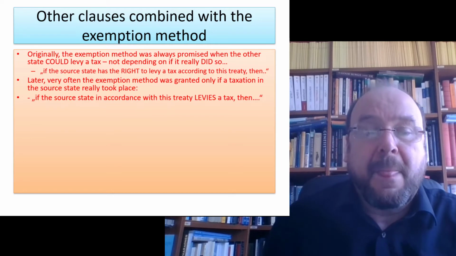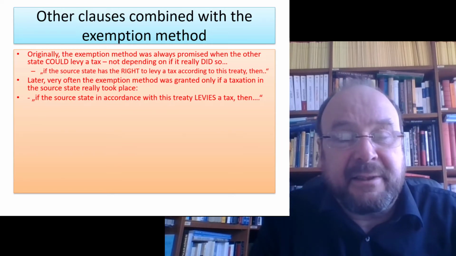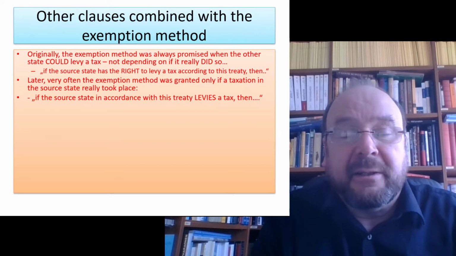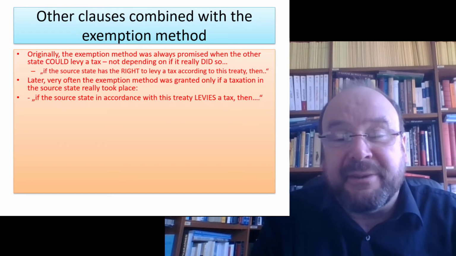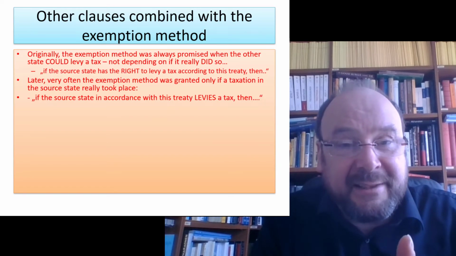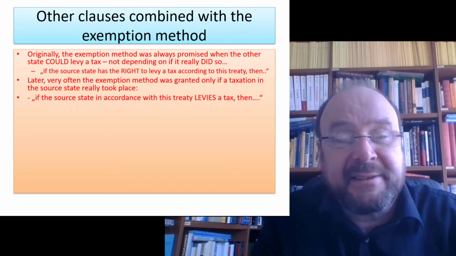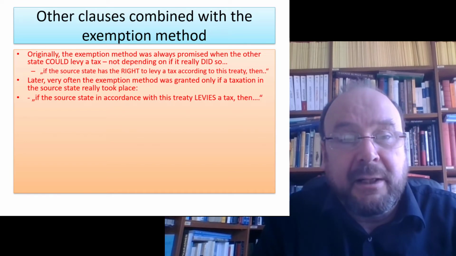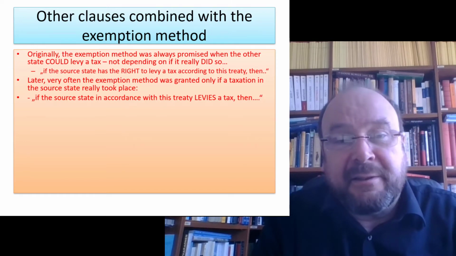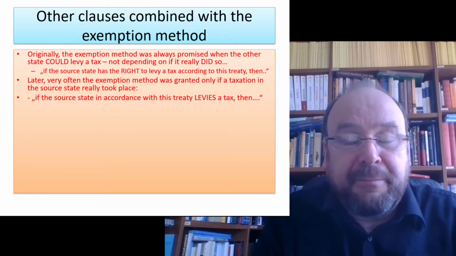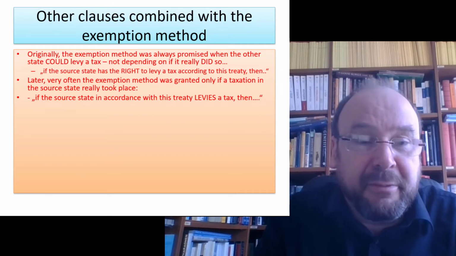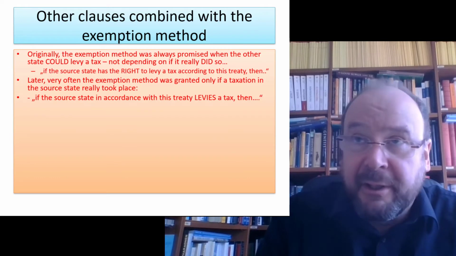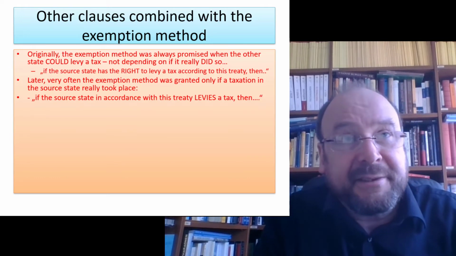So you can see such a clause cleverly hidden in expressions like, if the source state in accordance with this treaty levies a tax, and not has the right to levy a tax, levies a tax, then the state of residence exempts. By the way, that was rather a nice and harmless weapon, because if you really want to run such a special offer for foreigners model, you would then modify your legislation a bit.